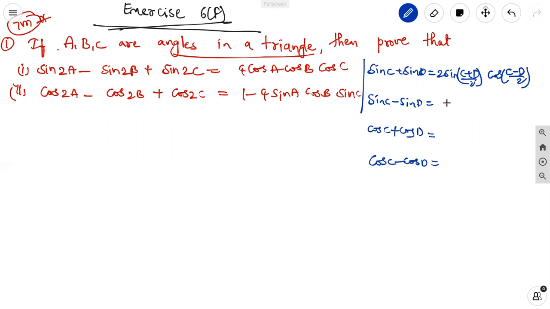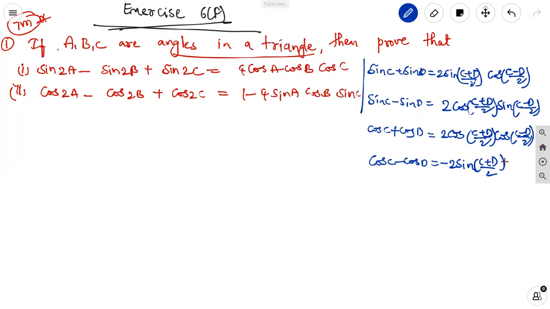Sin C minus sin D is 2 cos of (C plus D)/2 sin of (C minus D)/2. Cos C plus cos D is 2 cos of (C plus D)/2 cos of (C minus D)/2. Cos C minus cos D is minus 2 sin of (C plus D)/2 sin of (C minus D)/2. If you remember these 4 formulas, then you can easily solve this given problem.